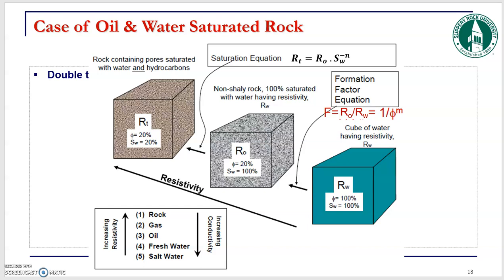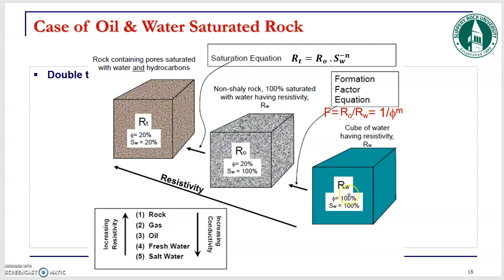Hello everyone, we want to continue on the topic of resistivity. We defined two different types of resistivity, the brine resistivity or RW, and also RO, which was the resistivity of a rock which is 100% saturated with water. So if you look at the picture on the bottom right of this slide, you can see RW.